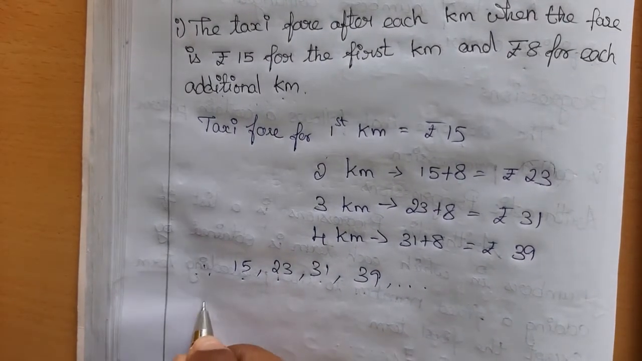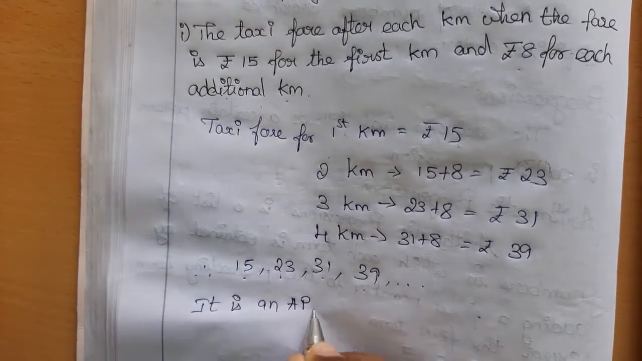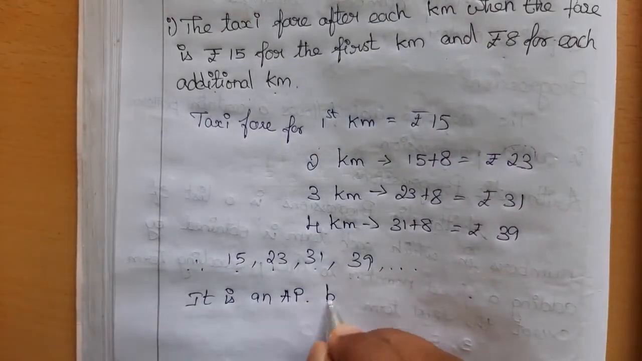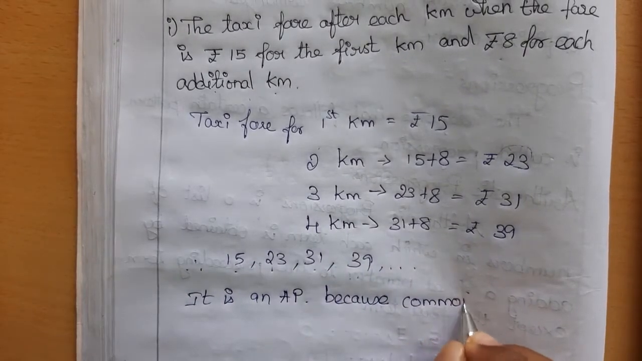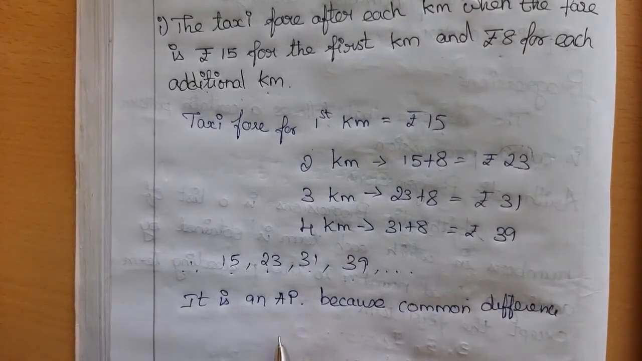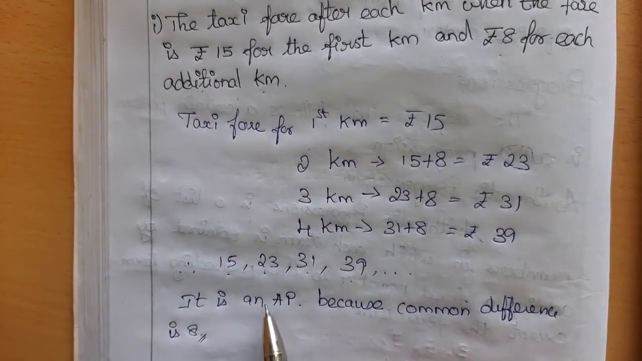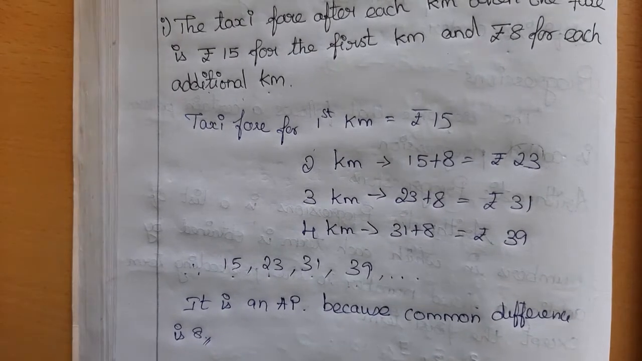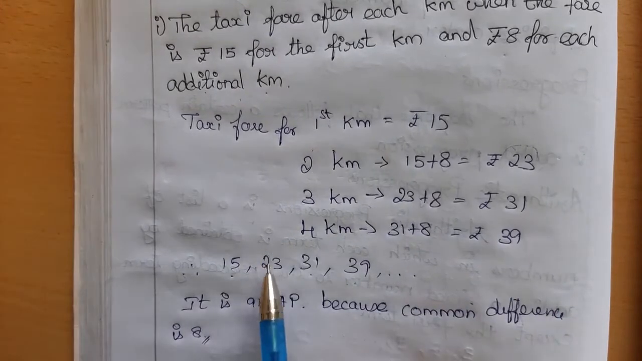So it is an AP. AP is the abbreviation for arithmetic progression. Because they ask the question why, we have to say because the common difference is 8, right? So we found a common difference 8. So it is an AP. We can obtain the common difference by just seeing we added 8, so it is a common difference. By subtracting also we can find.